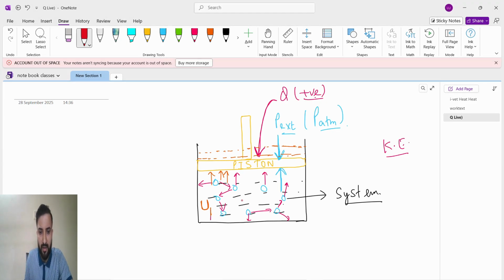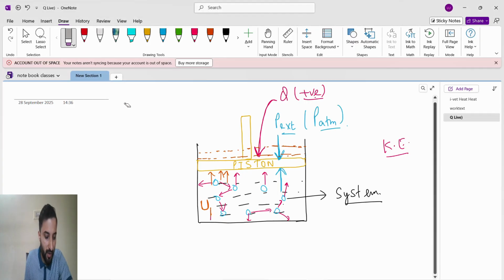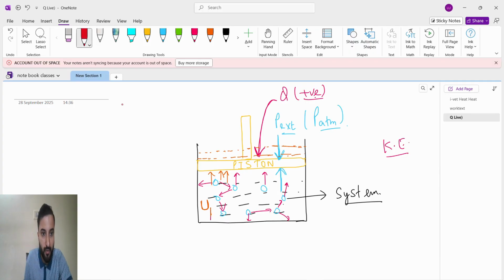So now what is happening? See, internal energy, we get to know U1. There is an increase in internal energy. Increase in internal energy means first I will take the initial U1. Now I have to find the U2. Understand, guys? Focus. We have to find the U2.